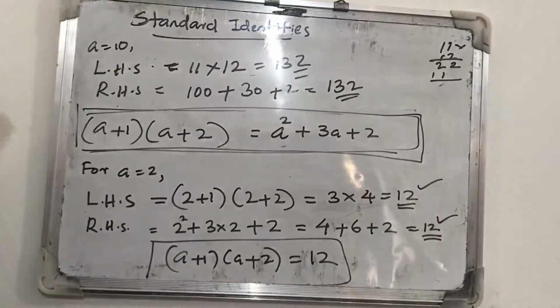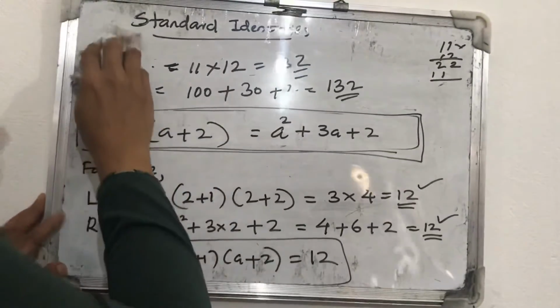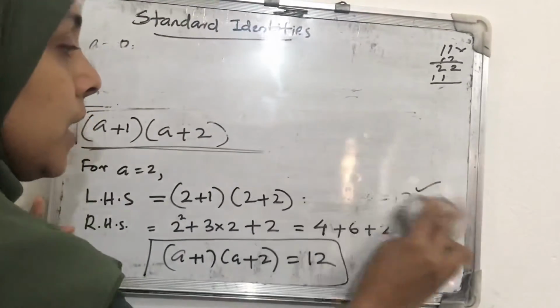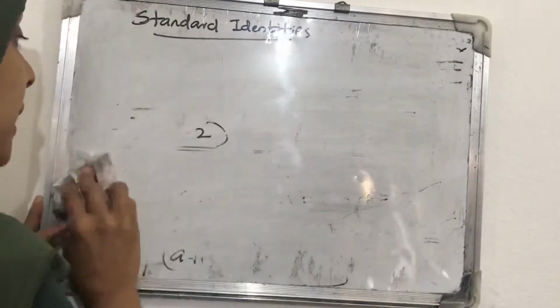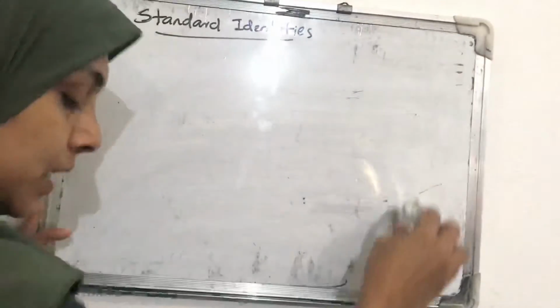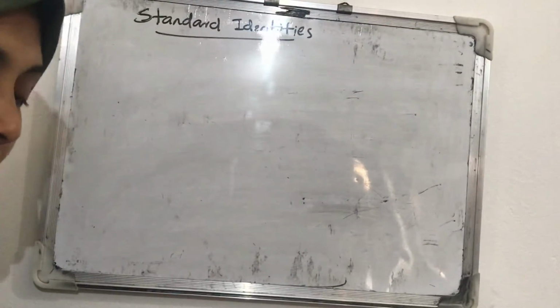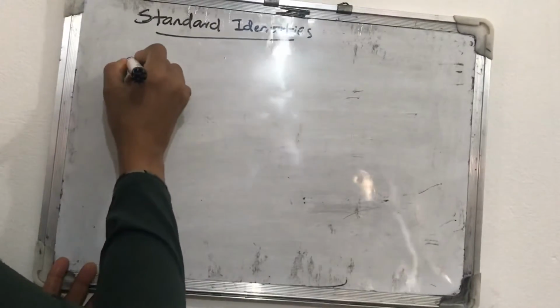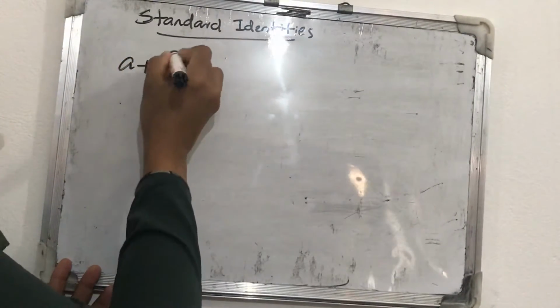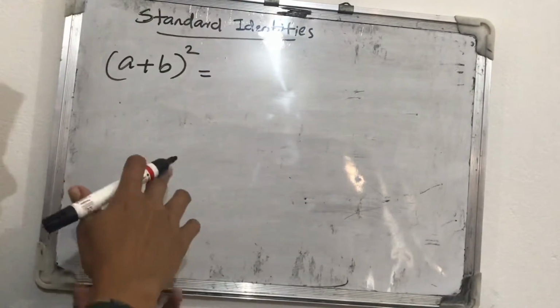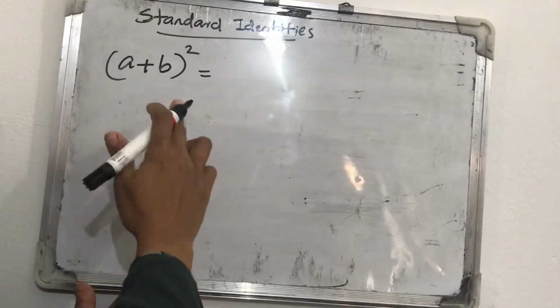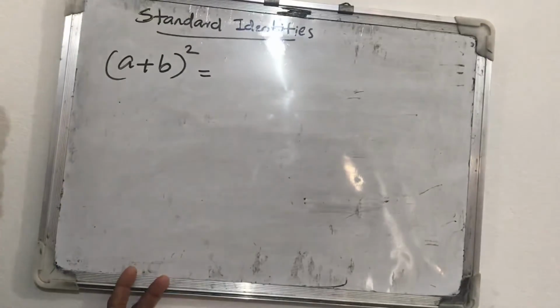Now we want to discuss three main standard identities. The first one is very important. All of you have heard of these identities, and how to derive them, that also we can discuss. The first one is (a plus b) whole square. What will be its right-hand side? The left-hand side is (a plus b) whole square.